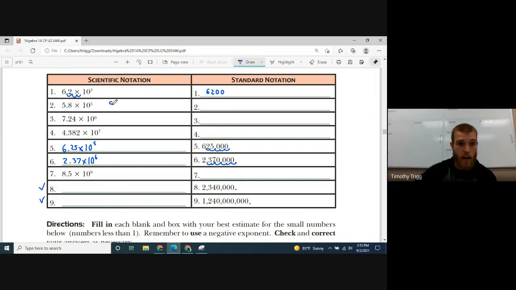For this one, we would move the decimal 5 places. So if we had 5.8, we're going to move it 5 places. 1, 2, 3, 4, 5. And again, everywhere you see an empty movement, we're going to put a 0 there. So that's going to be 5, 8, 0, 0, 0, 0. So 580,000 in this case. Okay. See if you can do 3, 4, and 7 on your own.